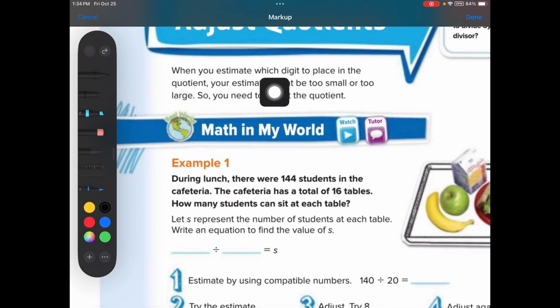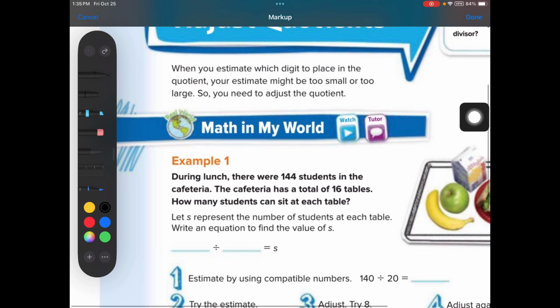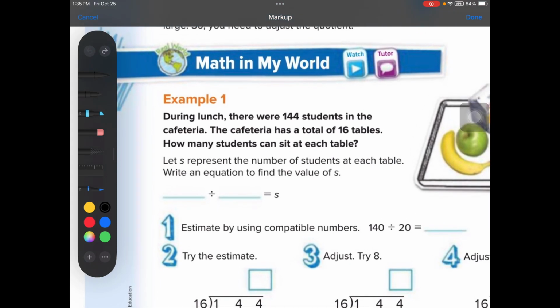When you estimate which digit to place in the quotient, your estimate might be too small or too large, so you need to adjust the quotient, kind of like the Goldilocks rule, the just right zone. Example 1. During lunch, there were 144 students in the cafeteria. The cafeteria has a total of 16 tables. How many students can sit at each table?